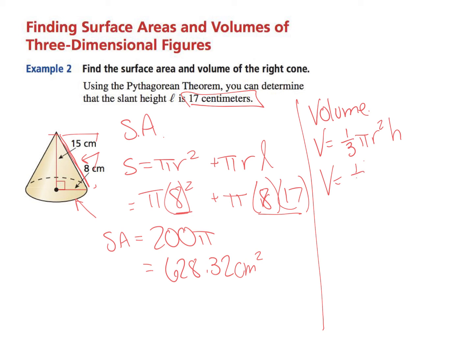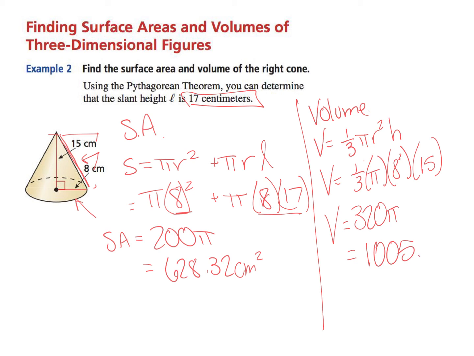Okay, so 1/3 times pi times my radius squared, so 8 squared, which is obviously 64, times height, which is 15. Plug those into your calculator, leave the pi out. You'll get 320 pi. Now your last step is to multiply the pi into it to get a decimal, and you get 1005.31 centimeters cubed, because we are doing volume.